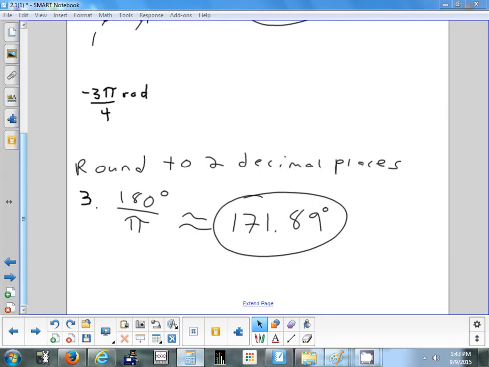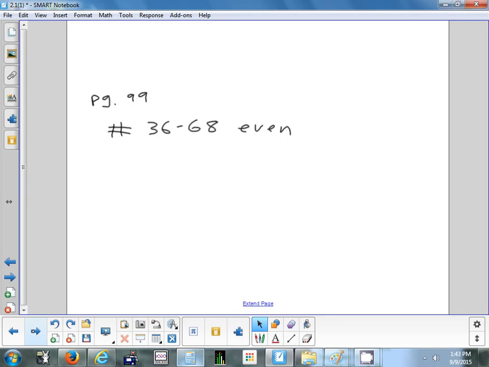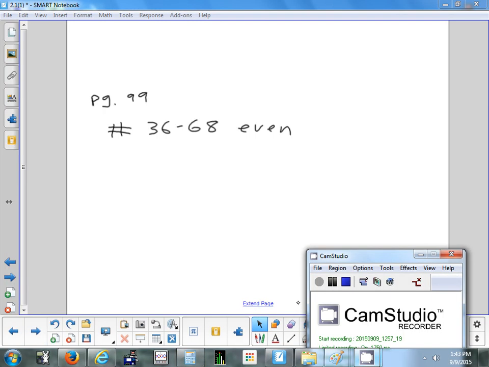Right, so tomorrow we'll see why or where changing degrees to radians or radians to degrees comes in handy. All right, so the homework, it's page 99, 36 to 68, just the evens. Okay, just do the evens.